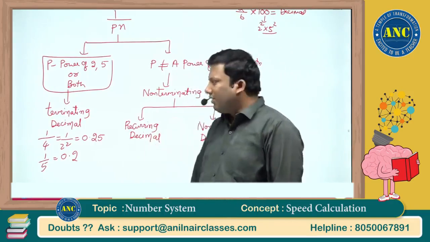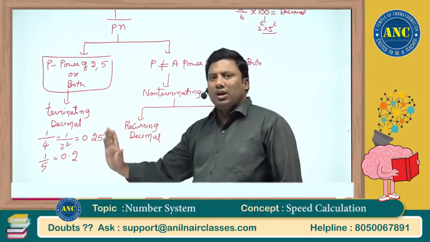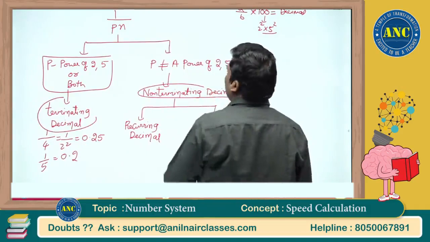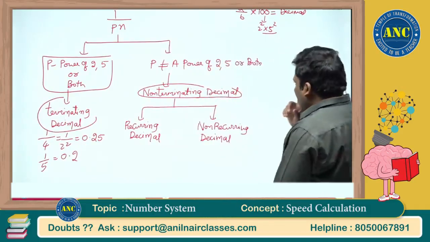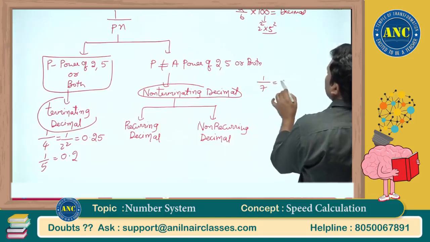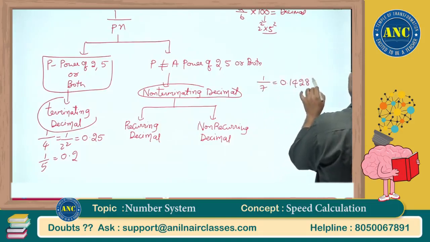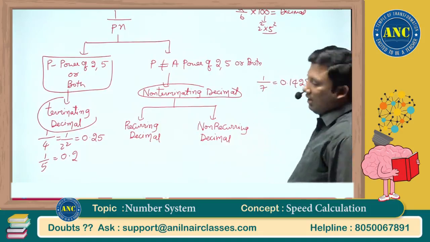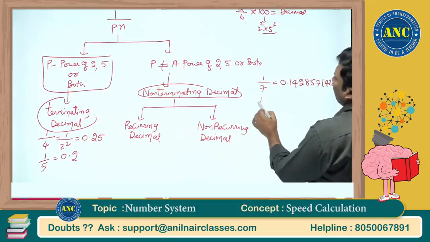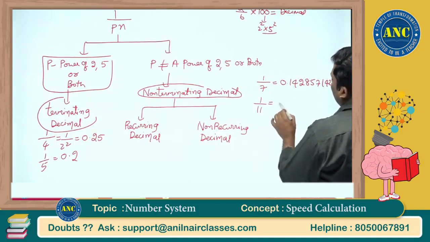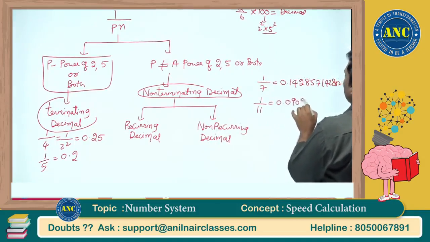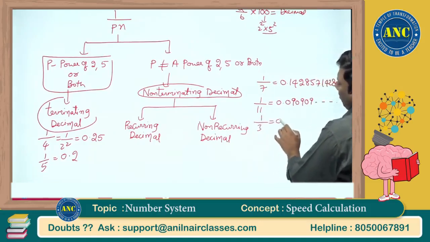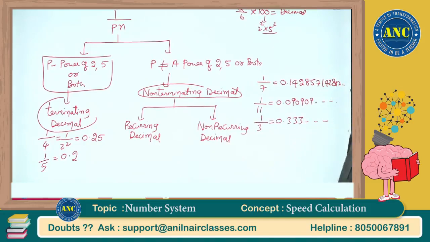Totally 4 hours I dedicated to fractions and decimals. The idea is to tell you which of the following is a terminating decimal or a non-terminating decimal. Now if you see 1 by 7, it is 0.142857. It is not ending, it is continuing. So it is a non-terminating decimal. 1 by 11 is 0.09, 0.09. It is continuing. 1 by 3 is 0.33333. 3 is continuing.